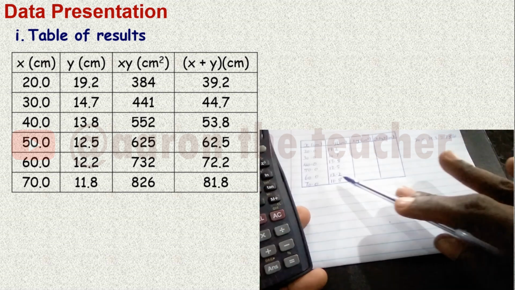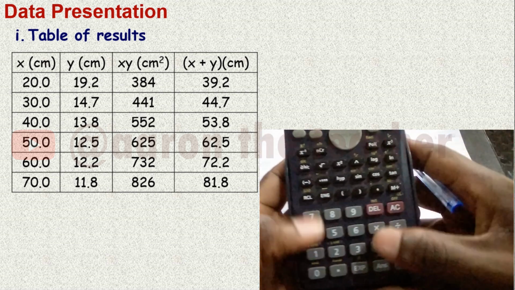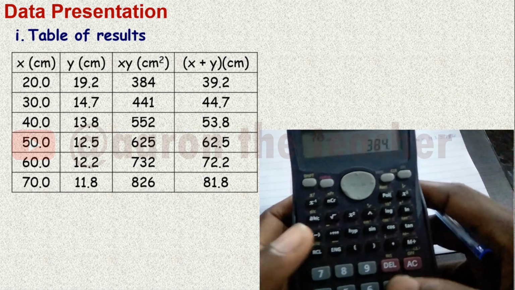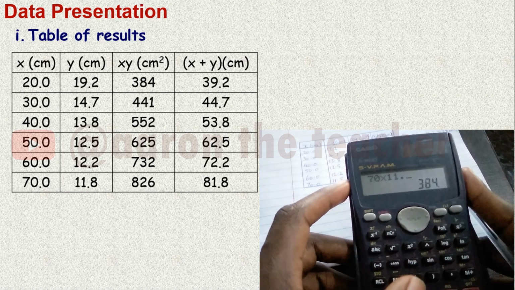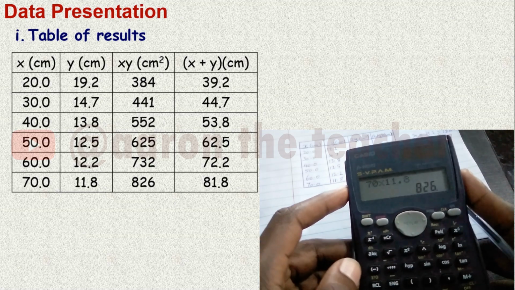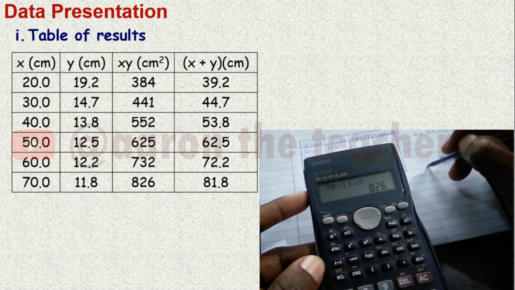Then how about this one? Let's test and we see. 70 times 11.8, I'm getting 826.